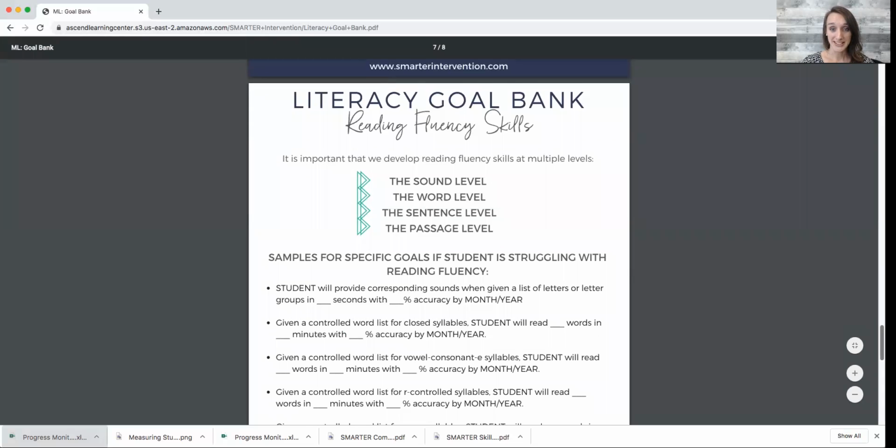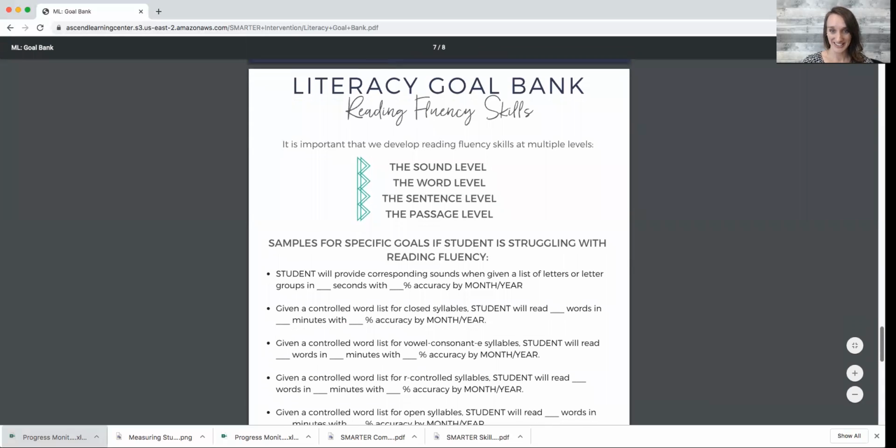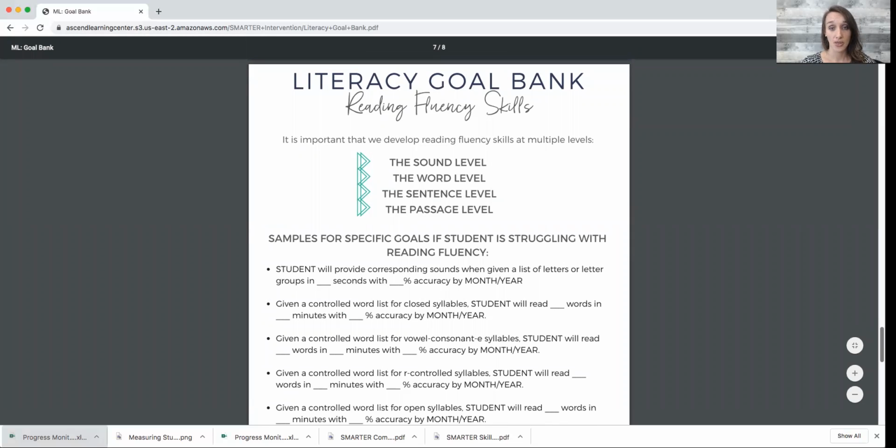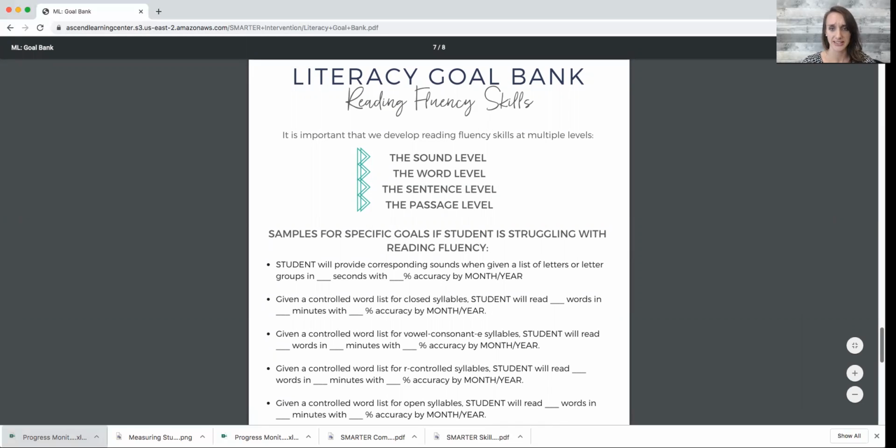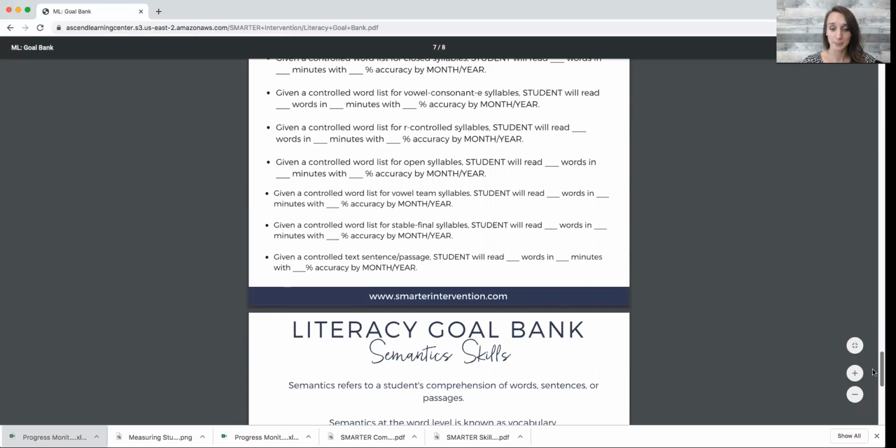Fluency. So I talked about fluency in the beginning. I hate seeing fluency goals as the primary goal. This is a result. This is a goal that we really want to work on only when we've worked on the other areas first. We want to make sure that we're explicitly targeting things other than just fluency. Fluency by itself is not a helpful goal. However, it can be a helpful goal in conjunction with these other goals. We need to make sure that we're looking at it at the sound level, the word level, the sentence level, and the passage level. All super important.